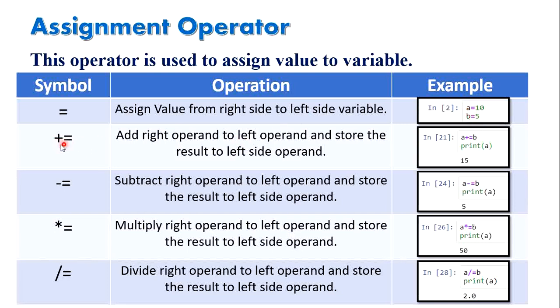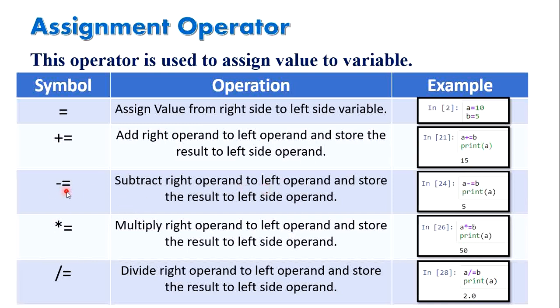Second one is a plus equals to operator. That means we add the right operand to the left operand and store the result to the left side operand. That means A plus equals to B. That means value of B is added with the value of A, and then the result is stored in the A. That means 10 plus 5 equals to 15. So we get the result 15 and result is stored in the A itself.